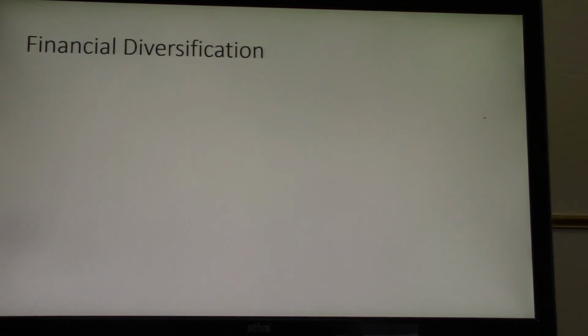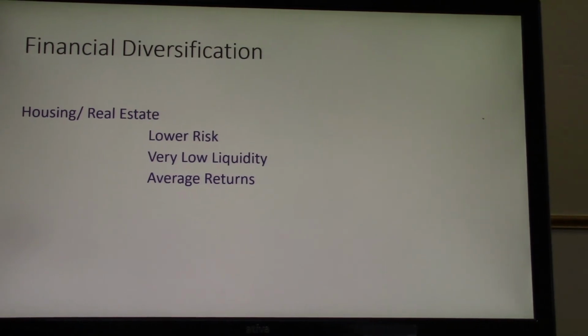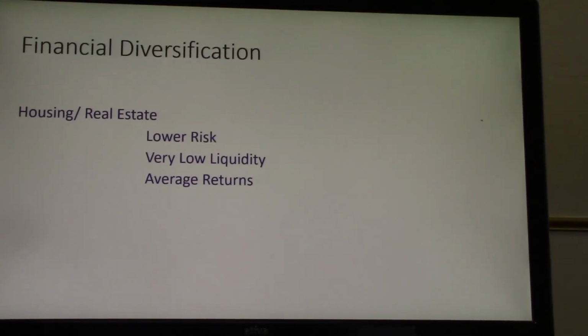And then the fourth classification we have is housing or real estate. Now with housing and real estate, of course, we have very low risk. Again, very seldom does the real estate market go down. It does at times, but very seldom does that happen. But we have very low liquidity.